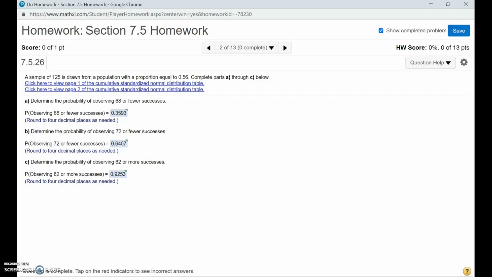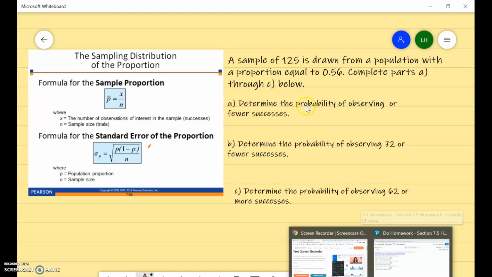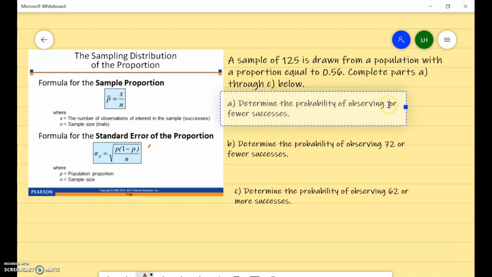A sample of 125 is drawn from a population with a proportion equal to 0.56. Complete parts A through C below. And so I've copied it over here so we can look at it. Determine the probability of observing, and I forgot to put, the first one is 68 or fewer successes.